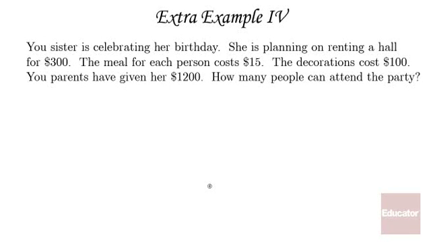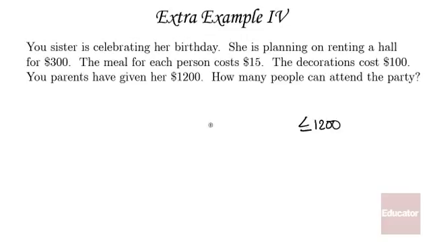Your sister is celebrating her birthday. She is planning on renting a hall for $300. The meal for each person costs $15. The decorations cost $100. Your parents have given her $1,200. How many people can attend the party? So the most she can spend is $1,200. Maybe she'll spend less or maybe she'll spend exactly $1,200, but that's the most.